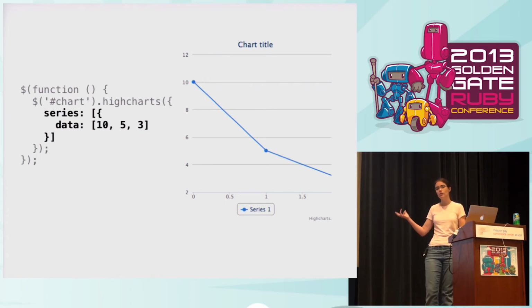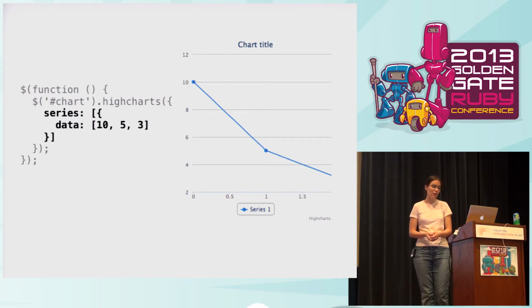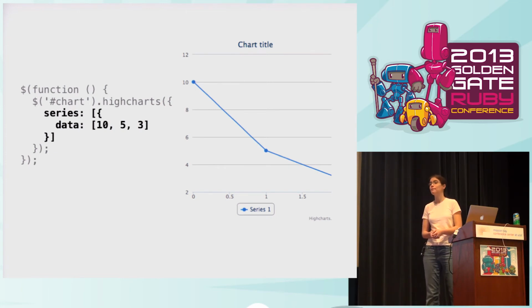and data can be an array. In some circumstances, you may want it to be a hash or an array of tuples. In this case, it's just a simple array of 10, 5, and 3. You can also have multiple series, which is why, if you're paying very close attention, you'll note that the series attribute is an array. It's not a single thing.